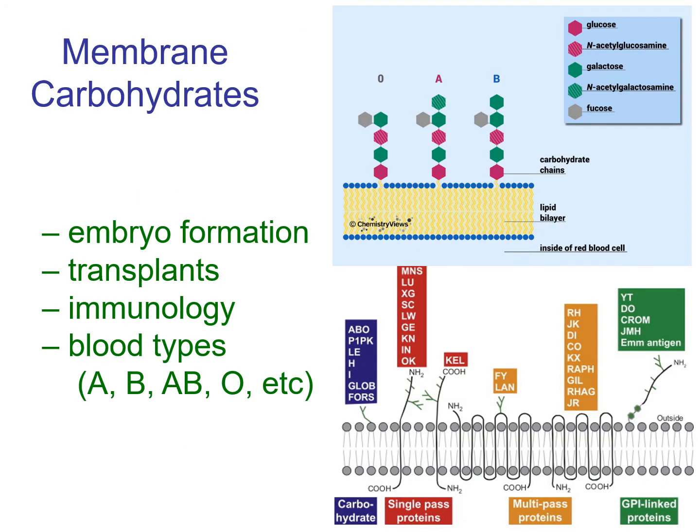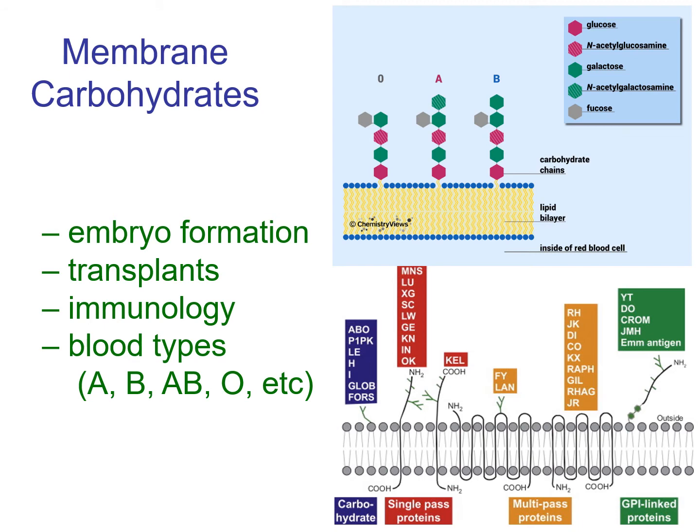These carbohydrates are very important when it comes to embryo formation. In the early embryo, we have some populations of cells that wander around quite a bit. They wander through the embryo, and they know where they are in the body based on the carbohydrates that are exposed on the surface of the surrounding cells. If a cell finds itself in tissue that's developing into the liver, it will become a liver cell.